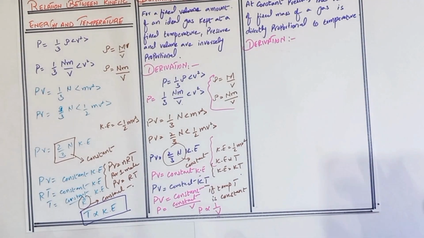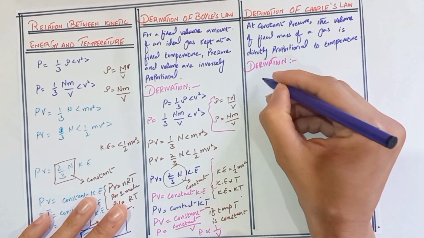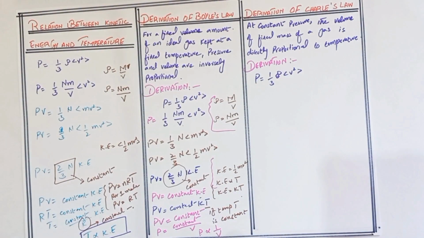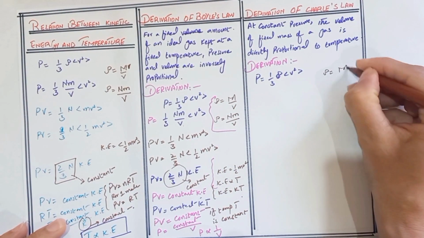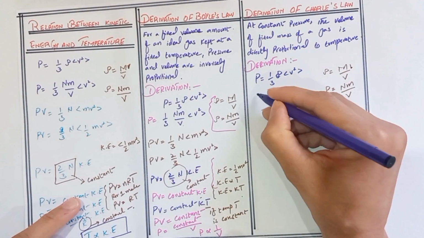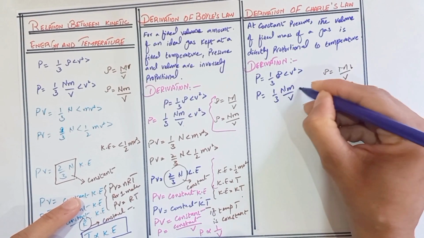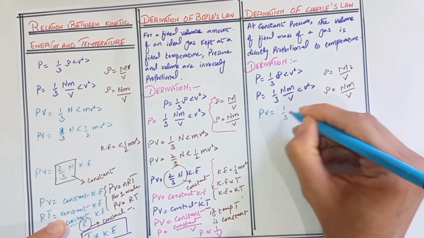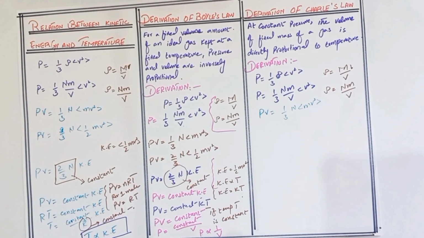As we know, the formula of pressure is P equals 1 by 3 rho v square. Here rho is equal to mass over volume, and mass is equal to capital N times small m, over V. So we write P is equal to 1 by 3 N m over V times v square. Multiplying by V, PV is equal to 1 by 3 N m v square.